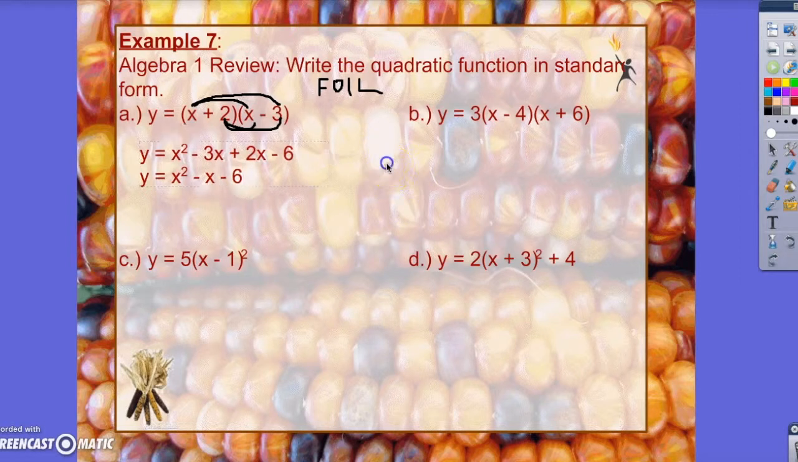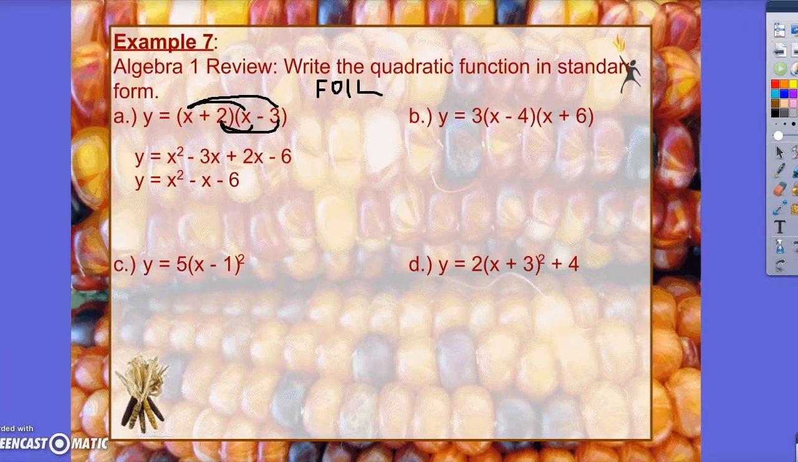Now in letter B, if you take a look here, it's almost the same except what? You have a number in front. So I want you to pause the video and try it yourself. You're going to actually do FOIL first, leave in the 3 in front, and then you're going to multiply or distribute it through.